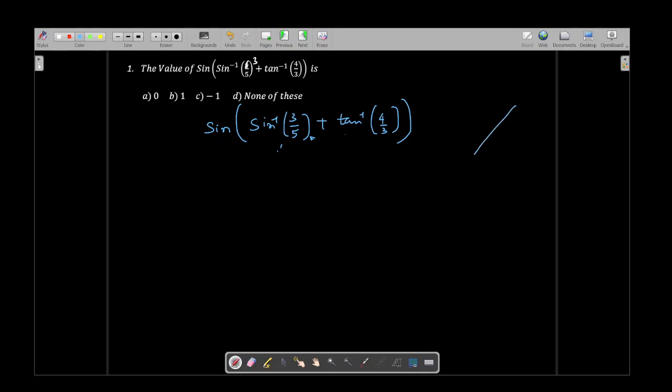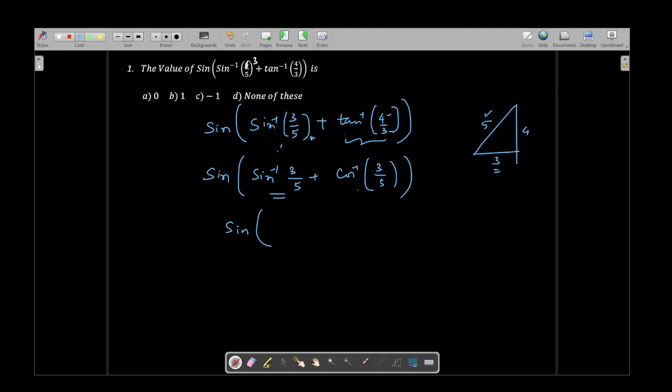Here for tan inverse, if I write the triangle, tan is opposite by adjacent, so opposite will become 4, adjacent becomes 3. If you apply Pythagoras theorem, the hypotenuse becomes 5. So what I can write is sine inverse of 3 by 5 plus, for this, what is cos? Cos is adjacent by hypotenuse, so I can write cos inverse of 3 by 5. Sine inverse of x plus cos inverse of x is pi by 2. So this is pi by 2, and sine pi by 2 is 1. So option B.